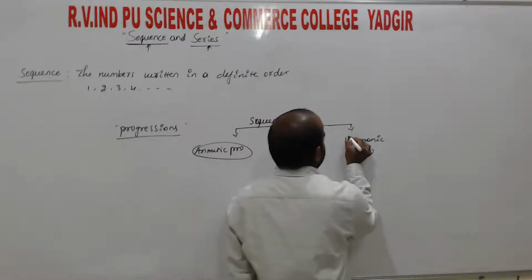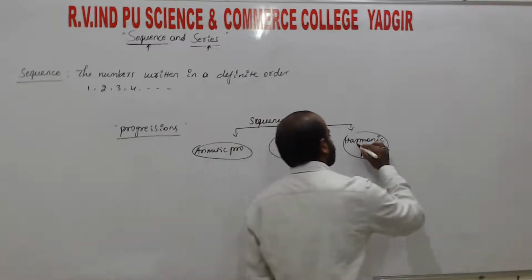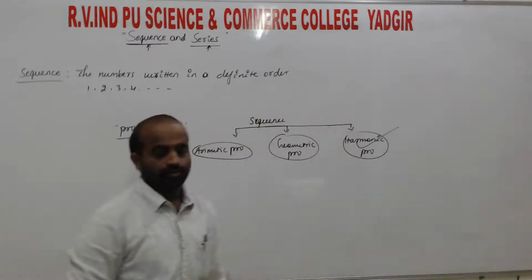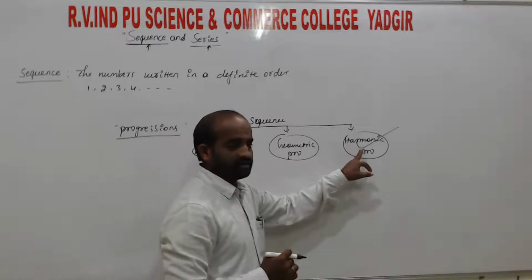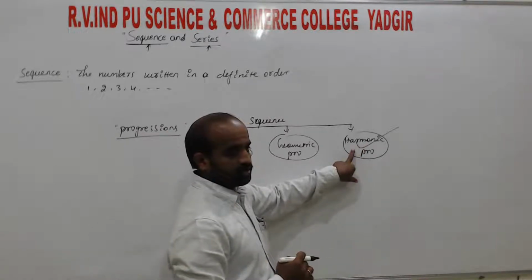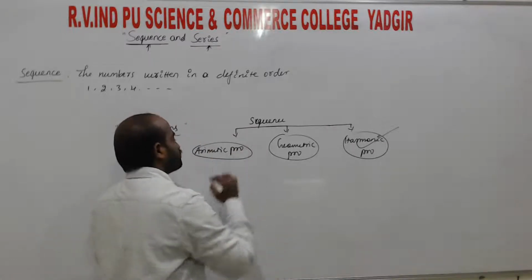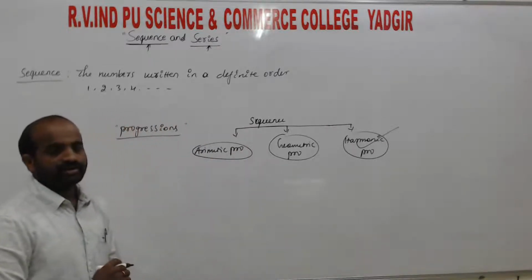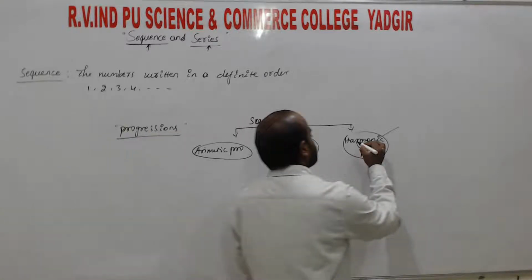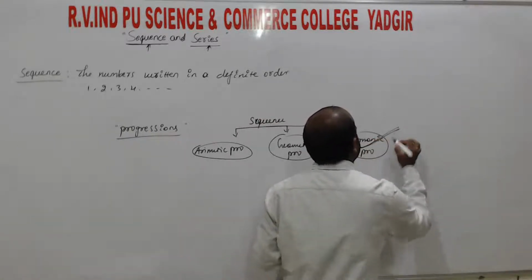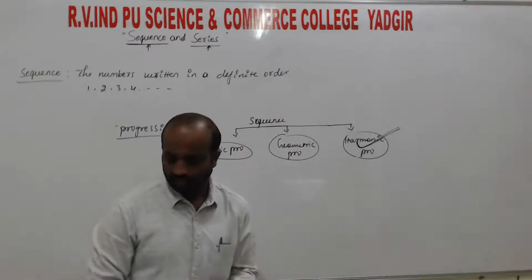In this chapter, we have to study arithmetic progression and geometric progression. Harmonic progression is not there in this syllabus, but it is also important in multiple choice questions in CET. In theory it is not there, but from the CET point of view, harmonic progression is very important.